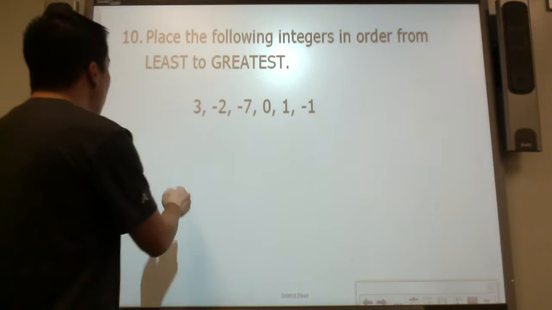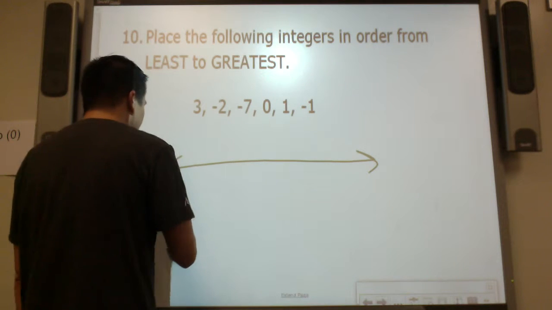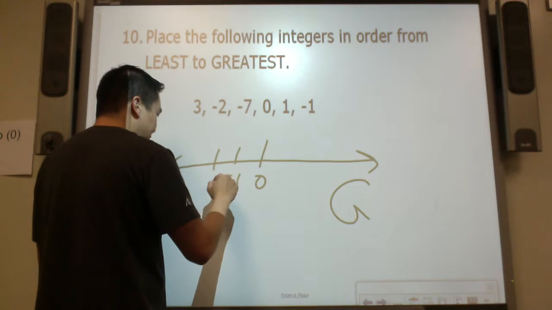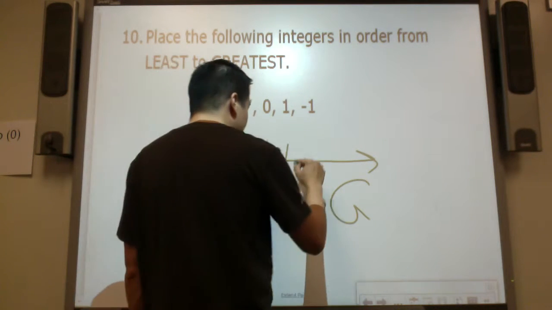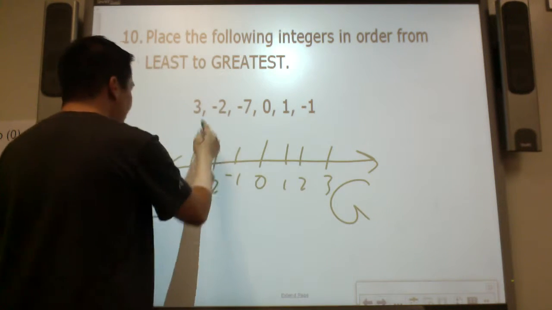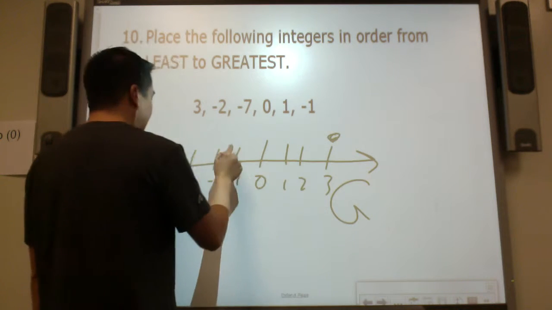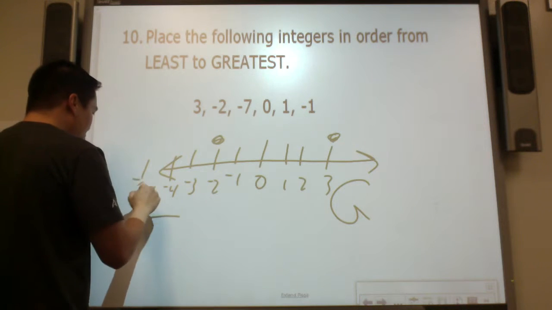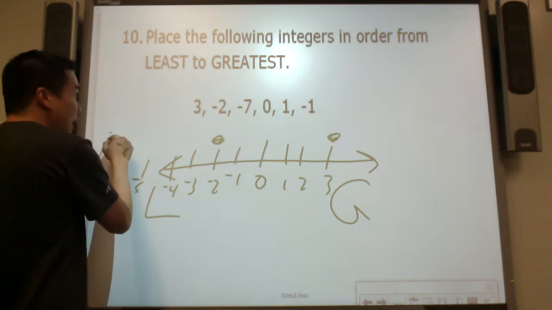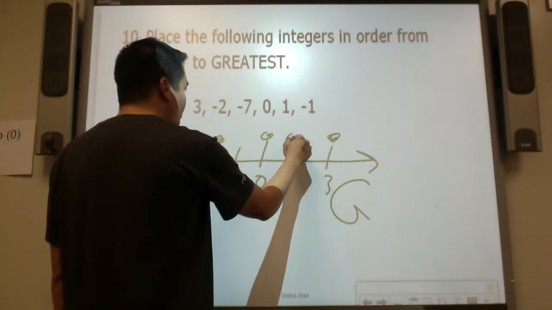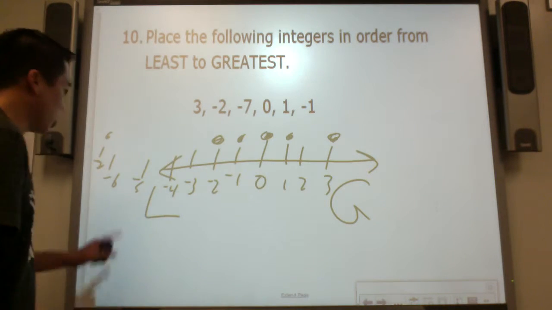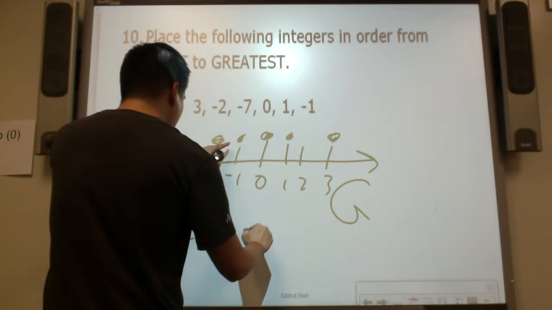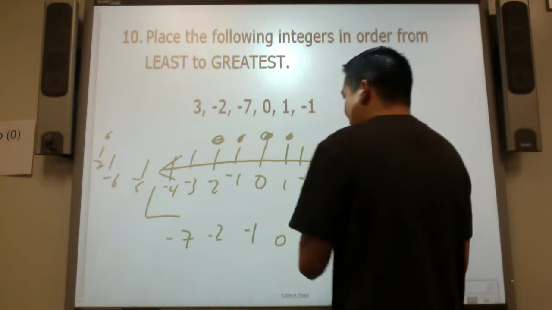And last two. Put these integers in order from least to greatest. I like drawing a number line. Again, in a number line, it goes from least to greatest. So let me draw a number line to help myself. Let's plot them. I see a 3. I see a negative 2. I see a negative 7. Let's continue making this number line a little longer. I see a 0. I see a 1 and a negative 1. So it goes from least to greatest. Negative 7 is the least. Negative 2, negative 1, 0, 1, and 3.